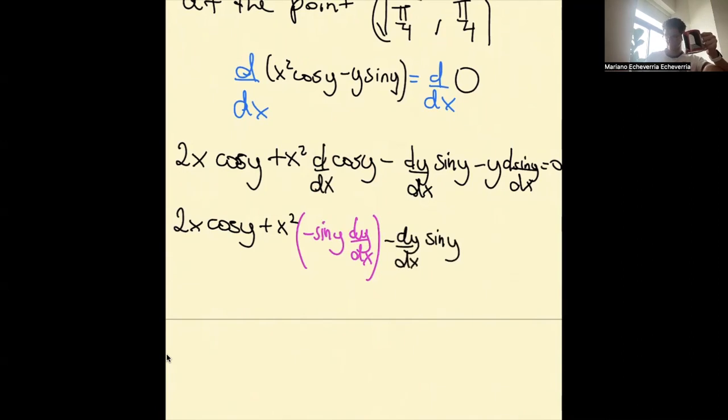And now it's something similar here, almost the same idea. What's the derivative of sine of y with respect to x? It is cosine of y times dy dx, equals 0. Are we okay with this? So far so good? Okay.